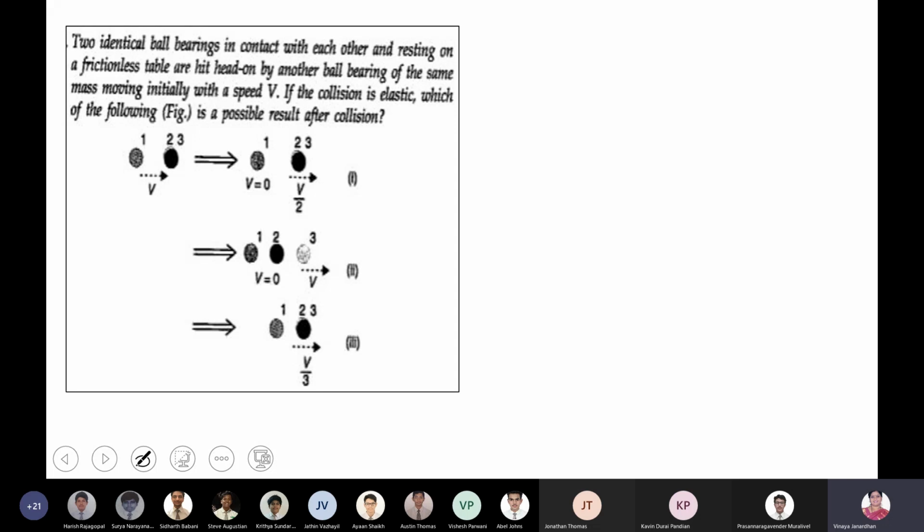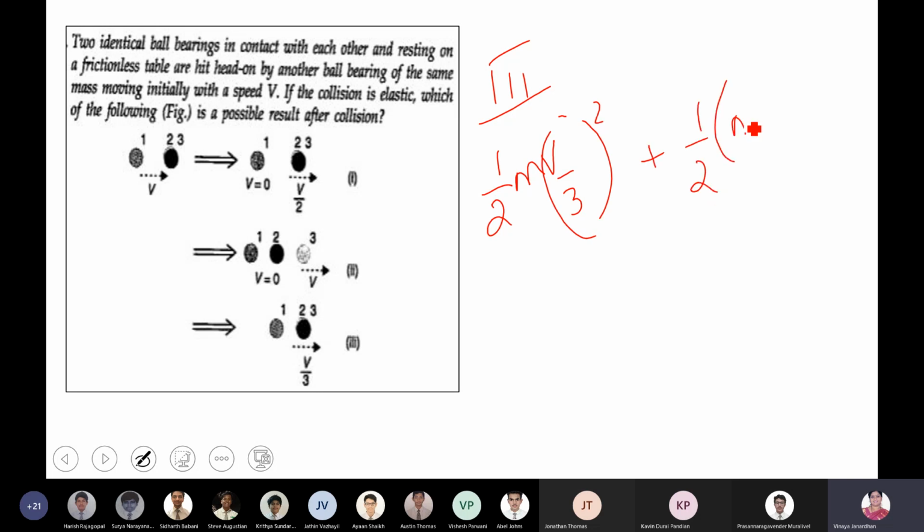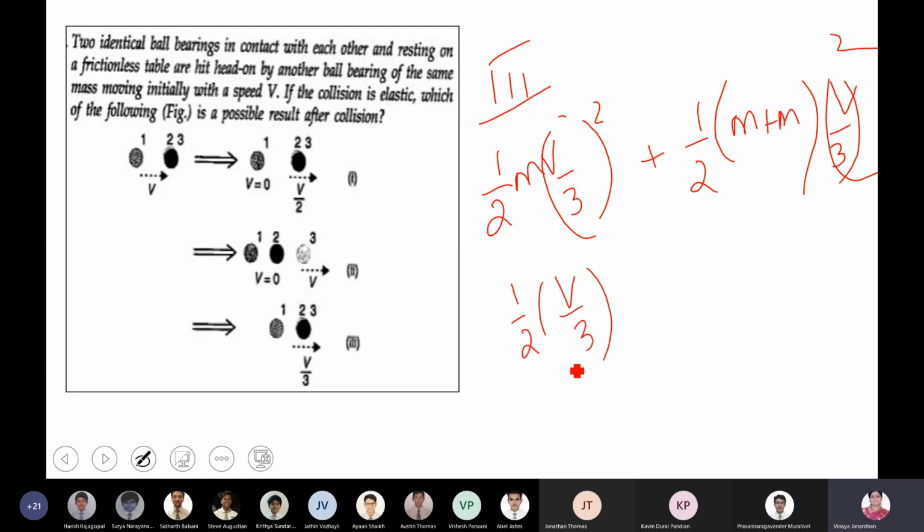Okay, let me try. So the third case, I'm talking about the third case, it is half mv square, sorry, half m (v by 3) the whole square, plus now the next is both are going to combine, 2 and 3 are combining, with a velocity v by 3 the whole square. Now what is common here? Half (v by 3) the whole square is common, so then m plus m plus m, so that becomes 3m. Correct? Is that fine, boss? Yes, ma'am.